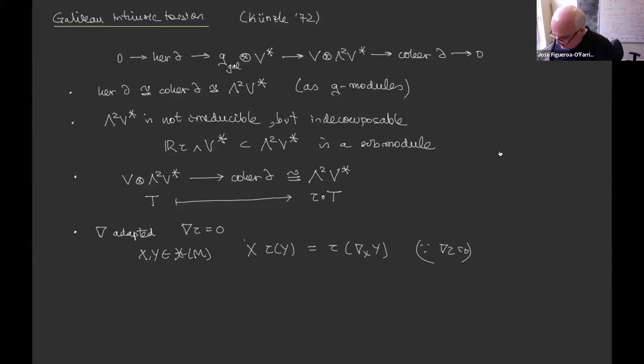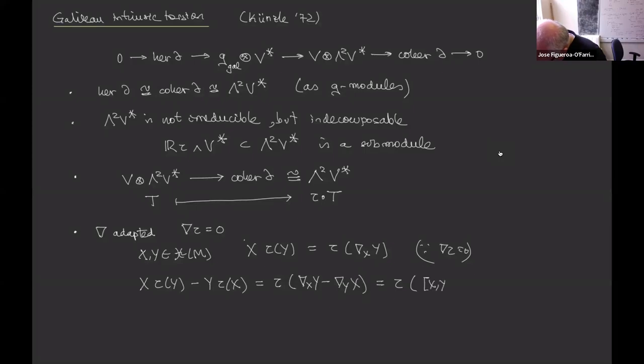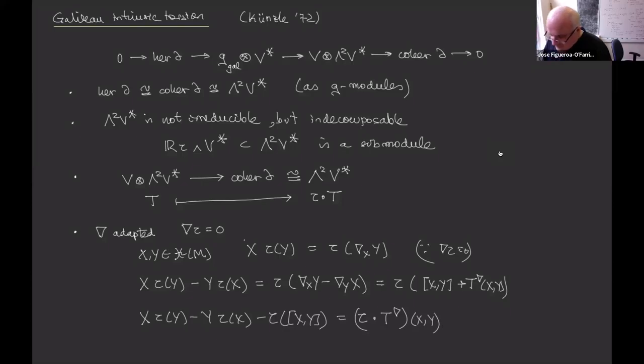Okay, so now let's do X tau Y minus Y tau X. So what is this? Well, by what I've just said, this is tau of nabla X Y, and I'm using linearity, minus tau of nabla Y X. And what is that? Well, that's the torsion plus the bracket, right? This is tau of the bracket of XY plus the torsion applied to XY. And therefore, I can bring the bracket to the other side. And what I find is X tau Y minus Y tau X minus tau of the bracket XY. That's the same thing as tau applied to, so let me write it as tau composed with this guy, the torsion of XY. But you recognize the left-hand side of this as, of course, d tau. This is just d tau of XY.